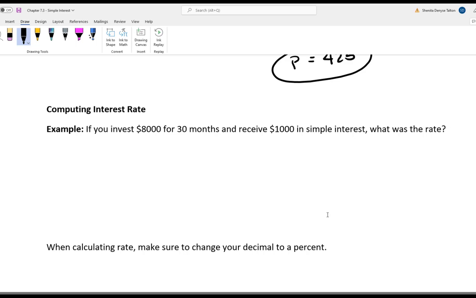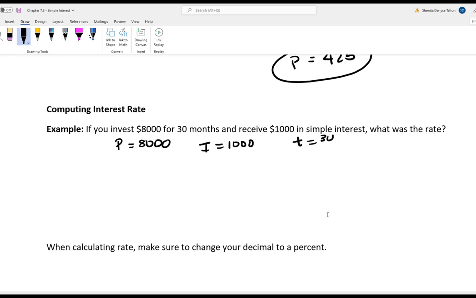In this next problem, we're going to try to figure out the rate. We're going to try to figure out R. Okay, so in this problem it says that you invested $8,000 for 30 months. You received $1,000 in simple interest. What was the rate? So let's write out what they gave us. They told us the principal amount is $8,000. They told you that you received $1,000 in simple interest. The time was 30 months.